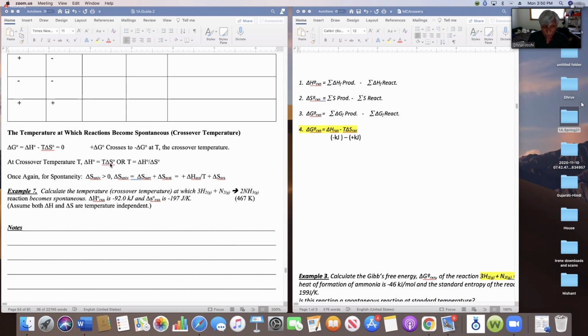Delta H equals T delta S. We are taking this equation, and since this equals 0, we just rearrange the equation. So now we know that T equals delta H divided by delta S. This is the thing to remember. Once you remember that, you can easily rearrange the equation to find temperature.